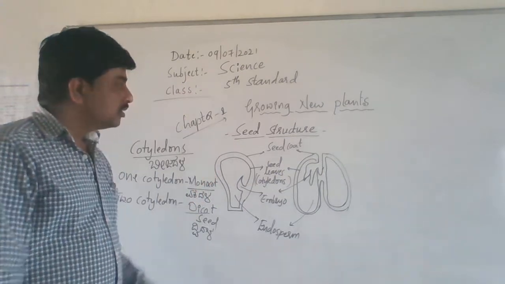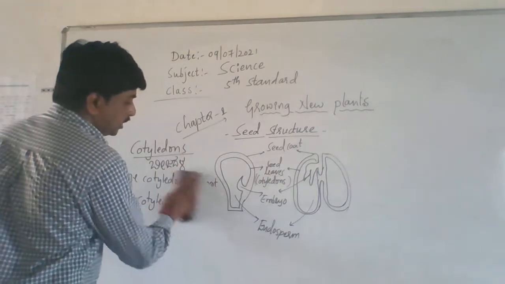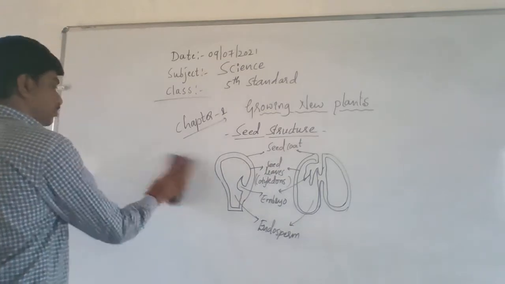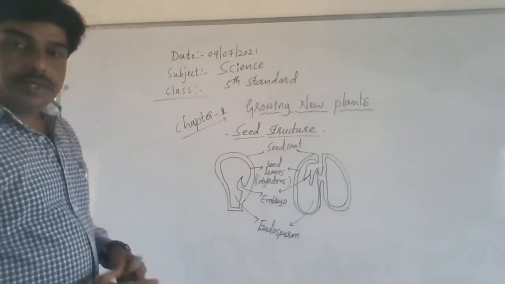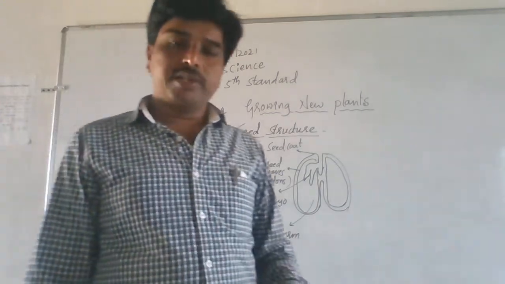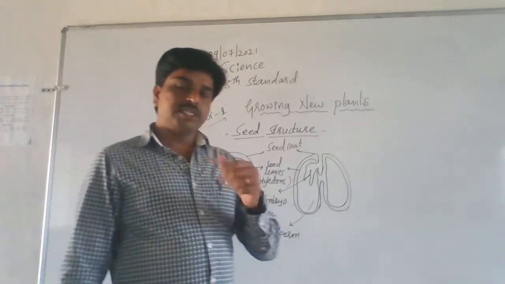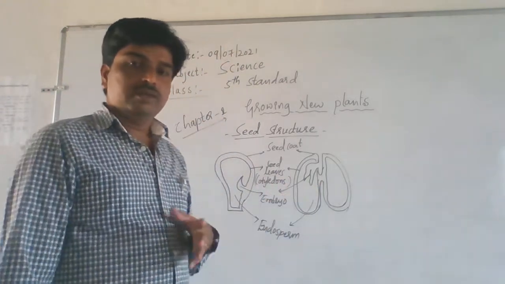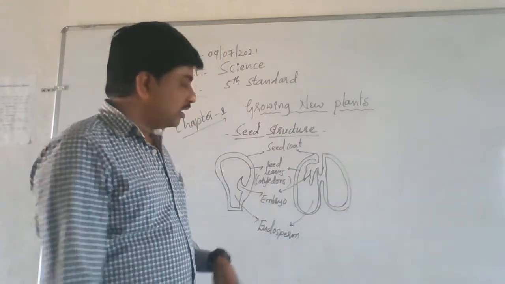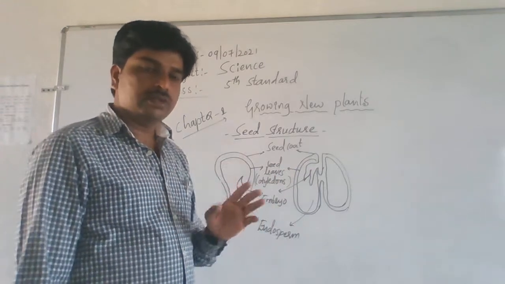Let's come to the structure of seed, students. If you have the text at home, please open page number 7, where the pictures of the seed structure are given. Left side is the monocot seed, right side is the dicot seed. Here I have drawn these two figures. If you have the text, see that text now.